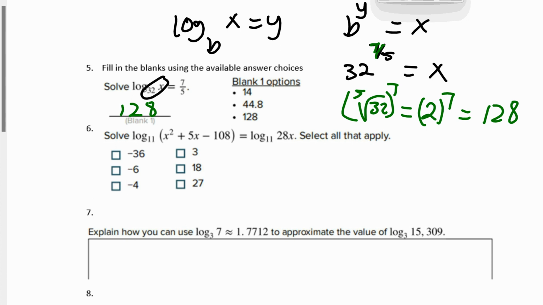Okay, this one, whenever the logs of the bases are the same and the equations are equal, that means what I'm taking the log of also must be equal. So I set them equal to each other.